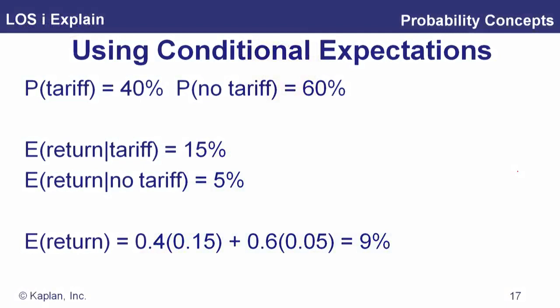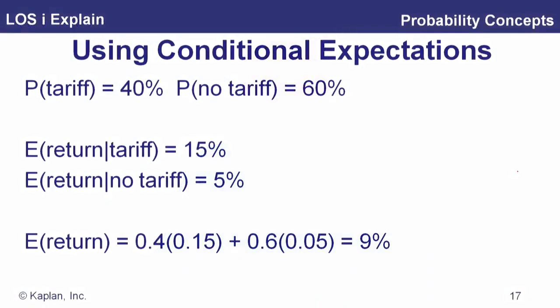So let's look at another example of using conditional expectations here. In this example, we know the probability of a tariff being put on, and we know the probability of no tariff. And our analysts tell us that the expected return on the market or a particular stock, given that a tariff is imposed, is 15%. And the expected return if there's no tariff is only 5%. So maybe we're talking about a steel company. If the tariff is imposed, their return will be higher. If the tariff's not imposed, it'll be lower.